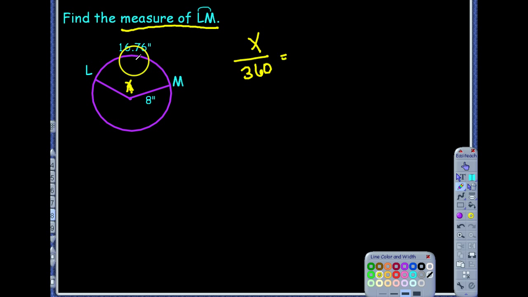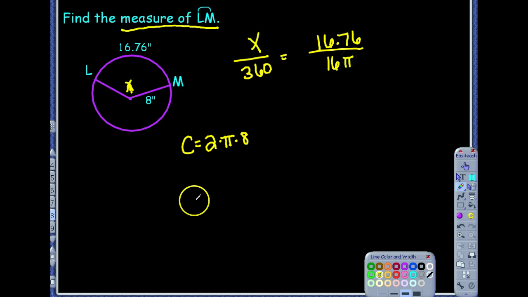Now, do we know the length of the arc yet? Yes, it's the 16.76 inches. And notice again inches, so rounding was probably what we're going to do. Do we know the whole circle circumference? No, but we can find it. It's going to be 2 pi r, so 2 times pi times 8. So 16 pi. Now, could I just put in 2 pi 8 up there and then just simplify down? Sure.